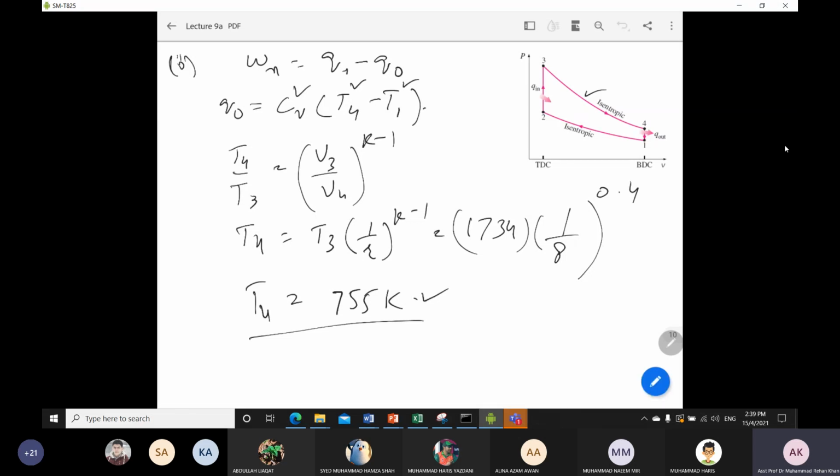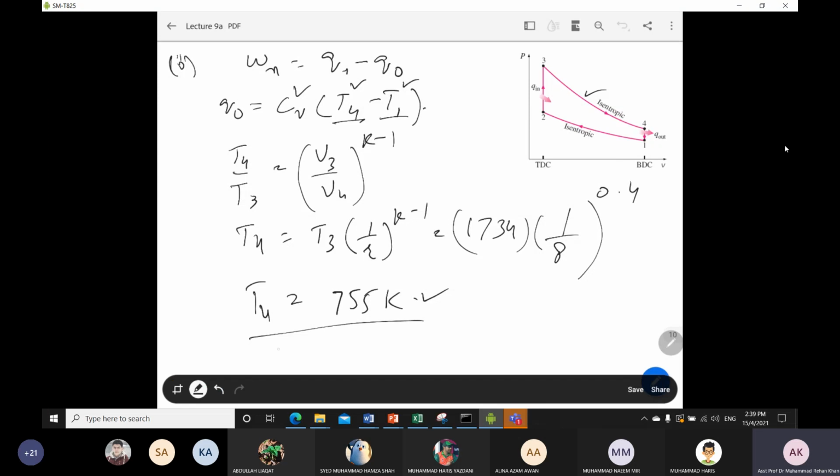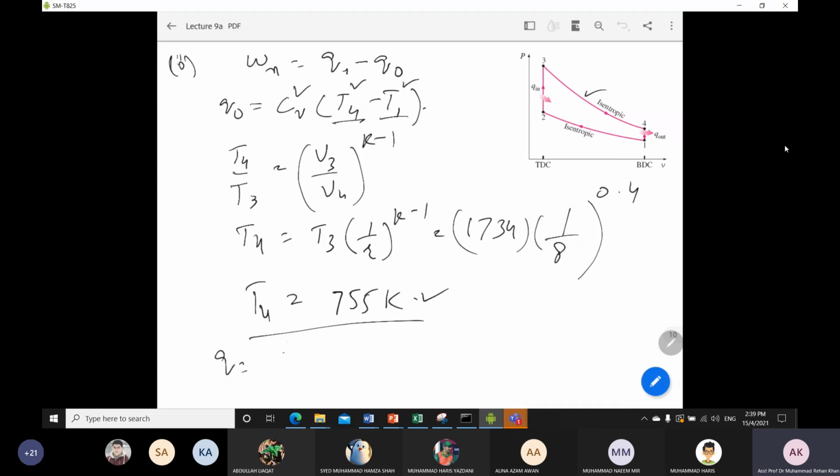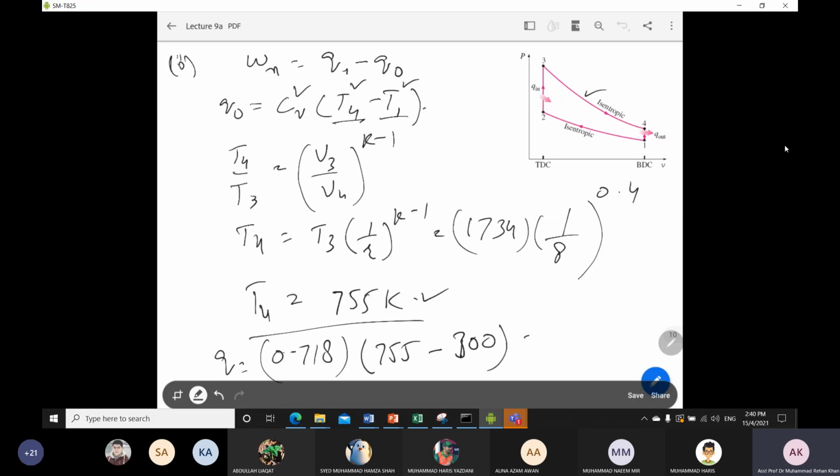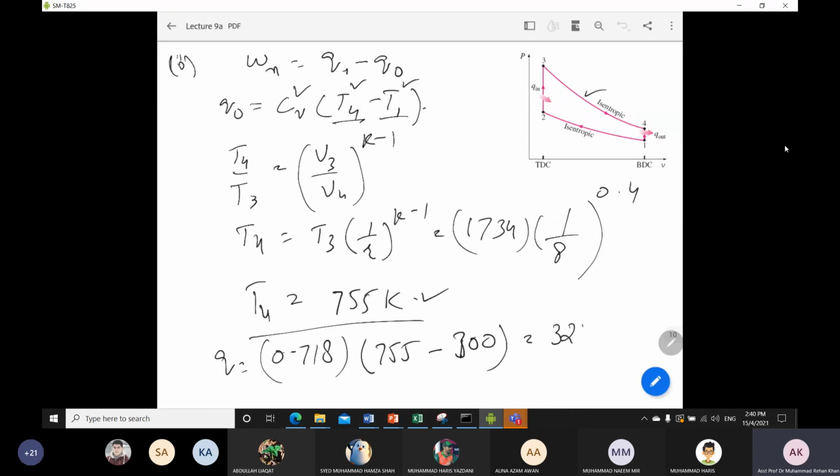By putting this temperature at 4 over there, you can find Q out easily. Q out is equal to 0.718, which is the value of Cv, times (755, which is the value of T4, minus T1, which is 300 Kelvin, from your problem statement). Now you just have to solve it, and you will get the value 327 kilojoule per kg. So this is your Q out value.